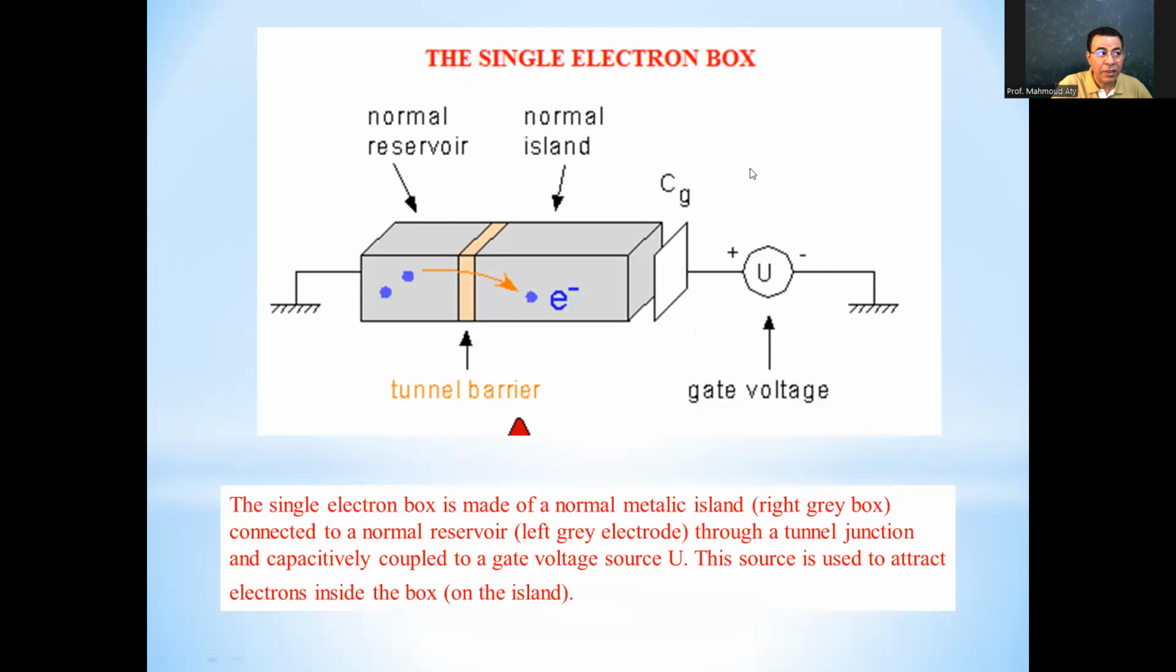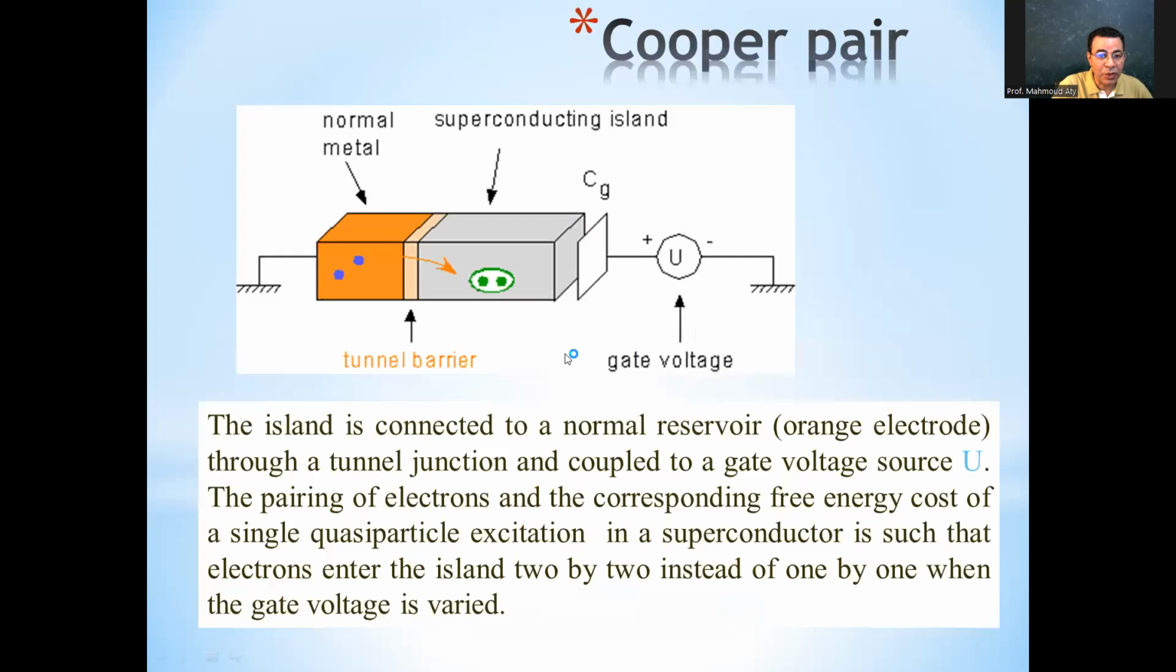For example, we have also the superconducting box. Here is a normal reservoir, a normal island, and we have a tunnel here, and the electron goes from here to there, which belongs to the 0 and 1. What is interesting here when we consider superconducting? Superconducting materials have unique properties, because the electrons go through the channel 2 by 2, not 1 by 1. So the island is connected to the normal reservoir through the tunnel junction and coupled to the gate voltage source. When we change the gate here, we change the transfer from one side to the other side.